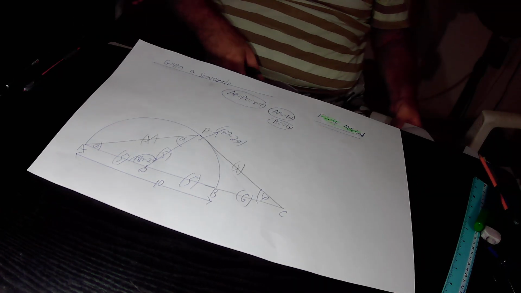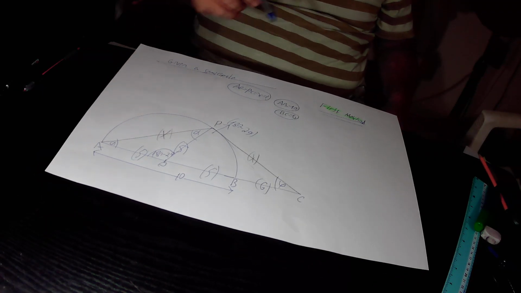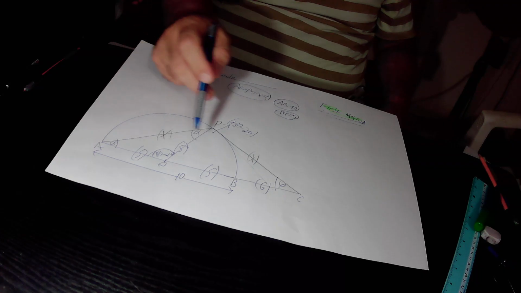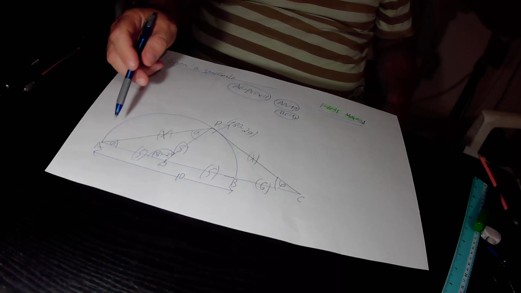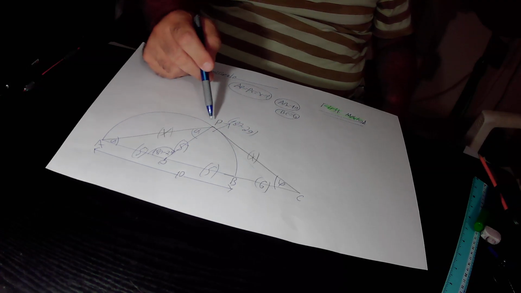First of all, we define the center of this semicircle. This point is point O. The diameter is 10, therefore the radius is 5. So the radius OA is 5, the radius OB is 5, and the radius OP is also 5.